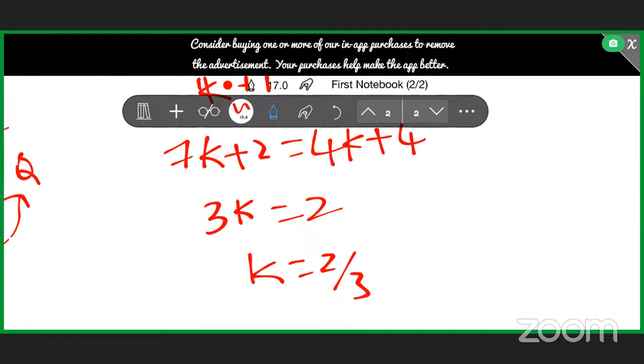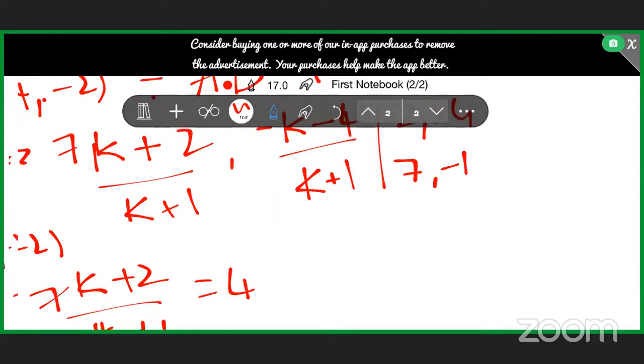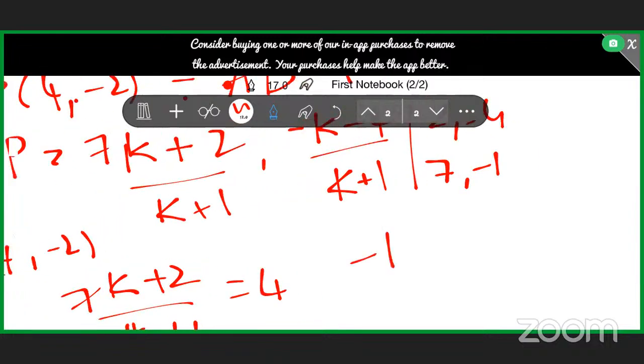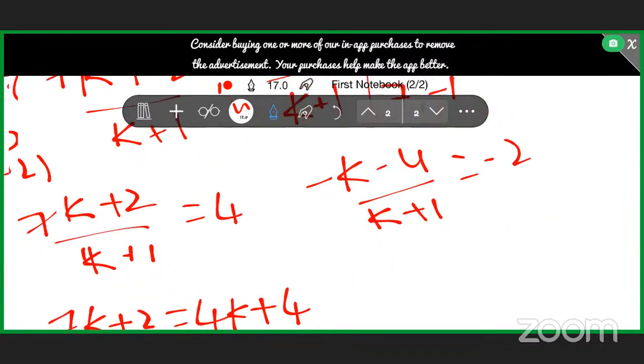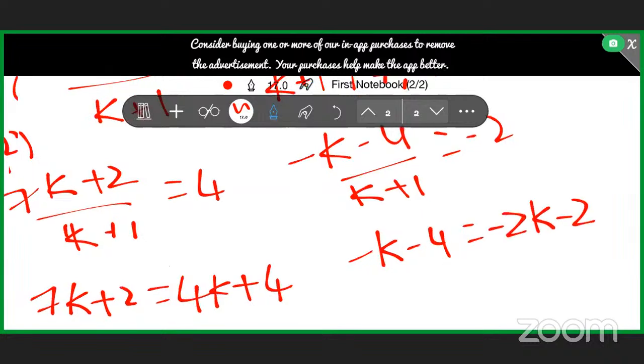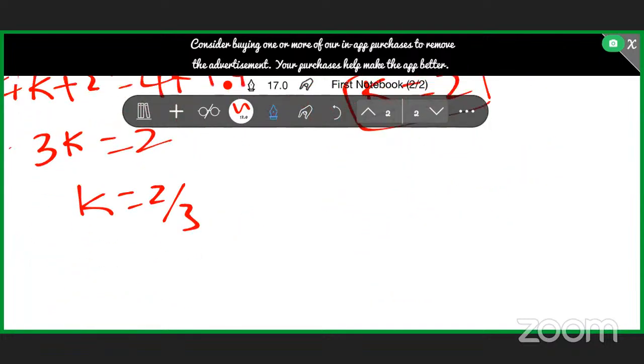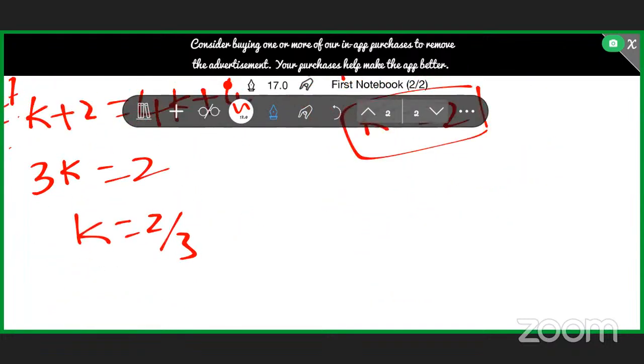We'll do the same thing here. Minus K minus 4 by K plus 1 is equal to minus 2. Let us see if we get the same value of K. Minus K minus 4 is equal to minus 2K minus 2. If I send this to the other side, K is equal to 2. So I'll take this part. That is, K is equal to 2.